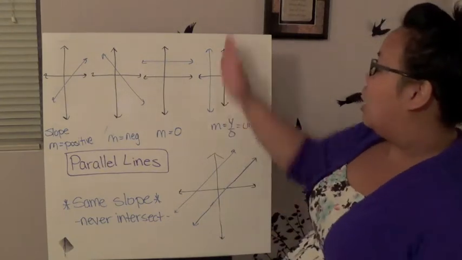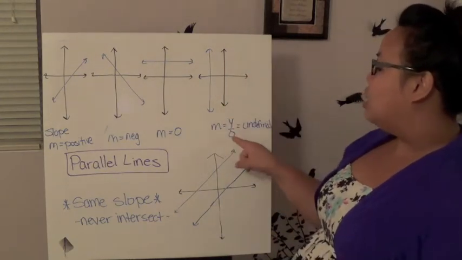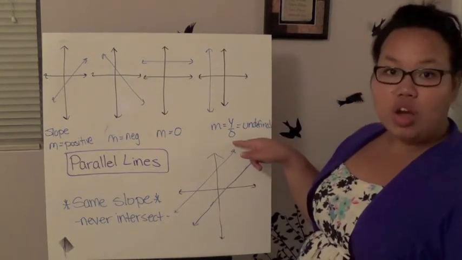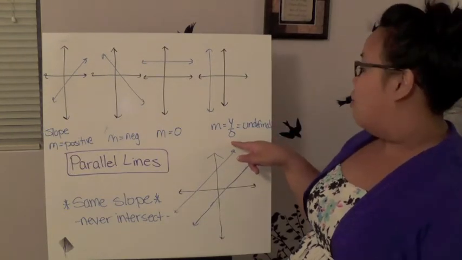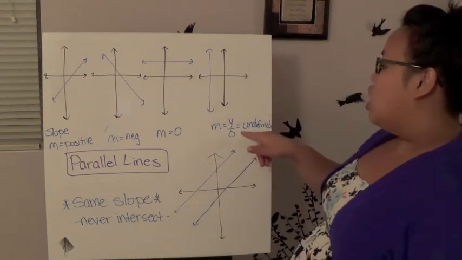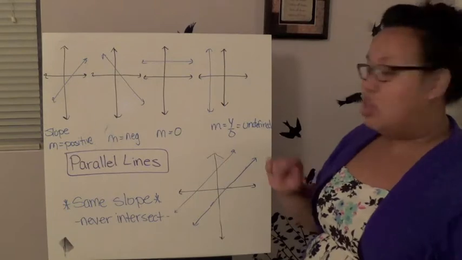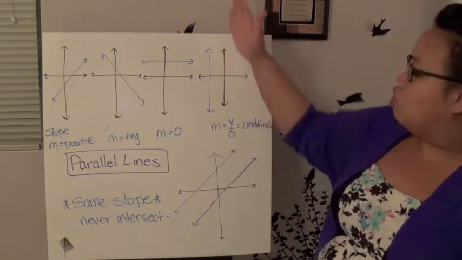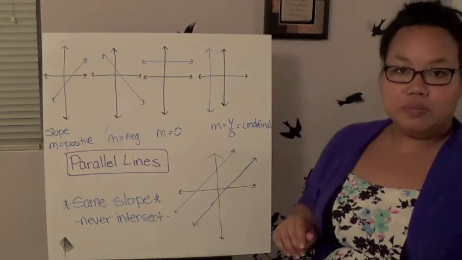And if you get it straight up and down, that means the 0 is on the bottom. So you did the math, and that means it doesn't change on the bottom. There's no run. So it doesn't go left or right, it just goes straight up and down. Anything, if you put in your calculator, anything over 0 is undefined. So slope that's undefined means it goes straight up and down.